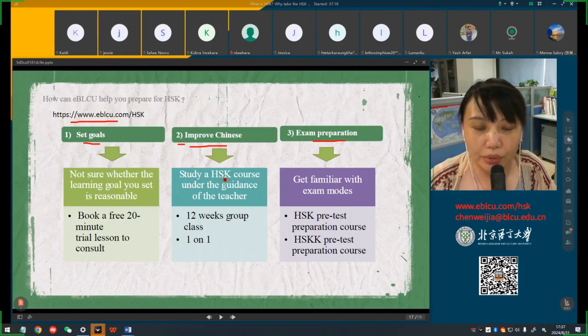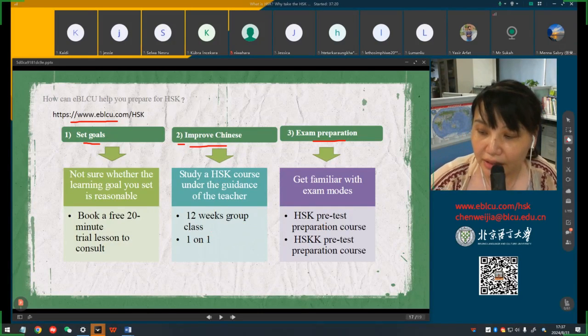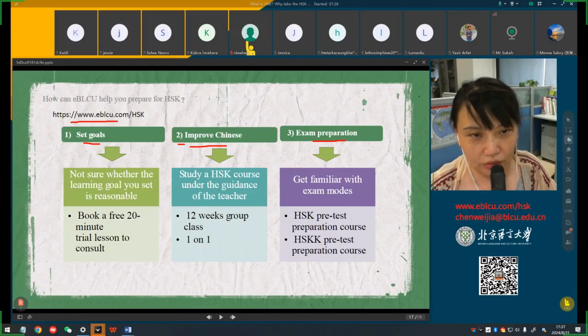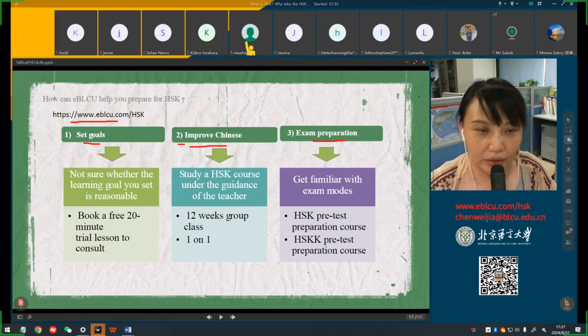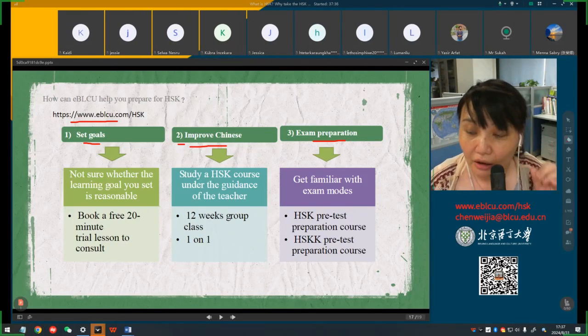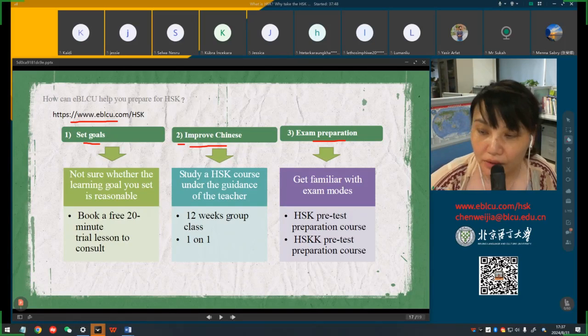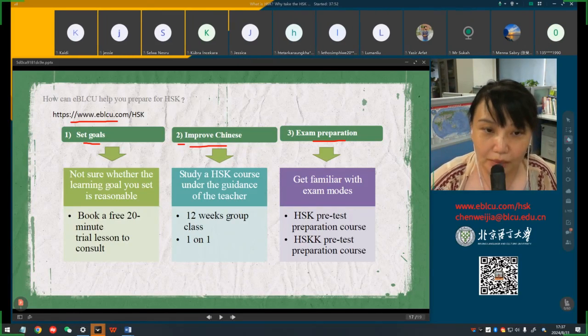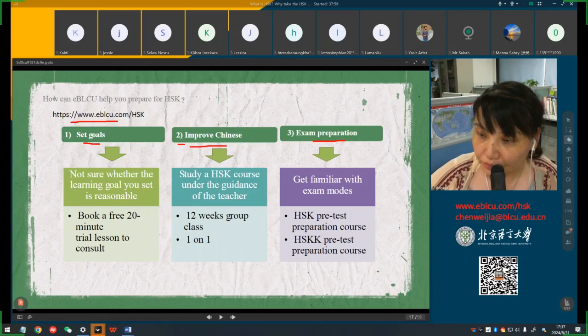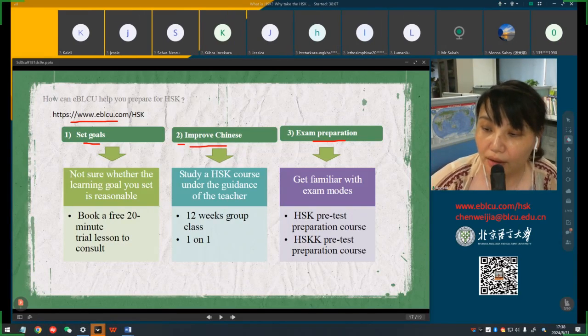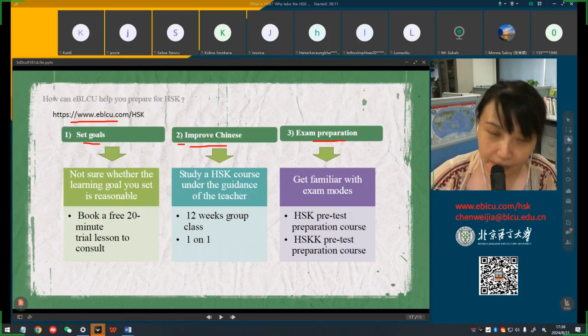And then number 2, improve Chinese. You can definitely study Chinese by yourself or from any local course, or you can do self-study from any resources. Right now we have the internet. There are a lot of information, courses, books, and also apps for learning the language. So you can use any of them to study and to improve your Chinese level. But for now, I suggest that if you can, taking a systematic course to study with a professional Chinese teacher is the best.